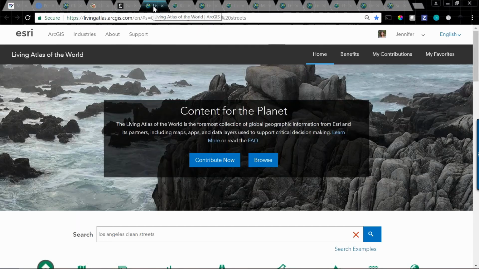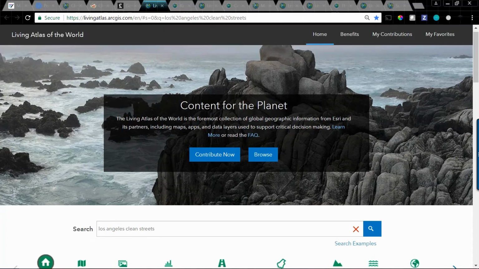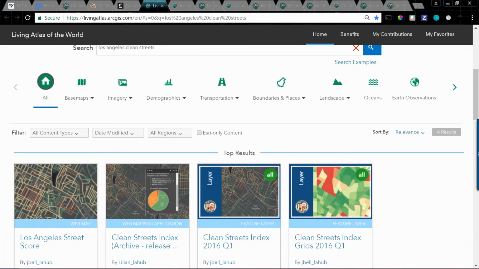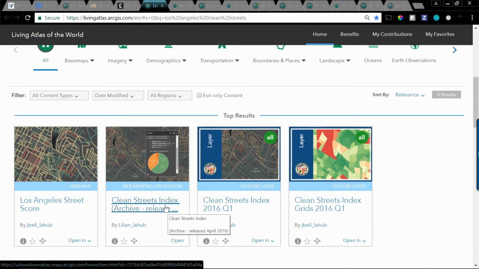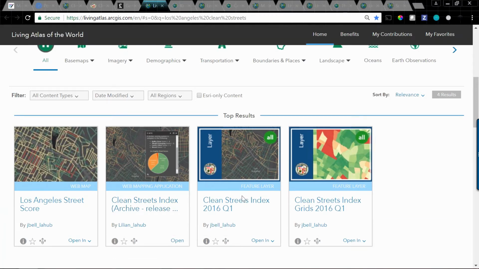Right. And if you are interested in viewing this story map, you can go to the Living Atlas of the World app, livingatlas.arcgis.com, and search Los Angeles Clean Streets. And here you can find the application or the story map that we just showed, the feature layers to work with in your own map, as well as the web map, which is a good starting point to add your individual layers to it. So in my mind, I think we've talked about this before, that web mapping application is sort of the equivalent of the LA Times article showing an interactive map of this subject.